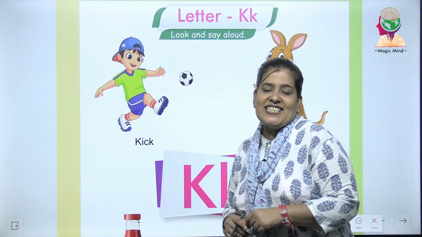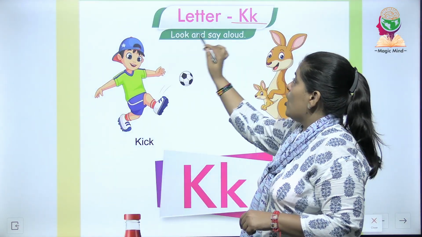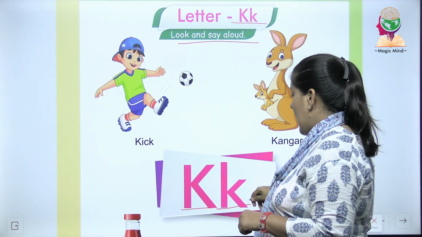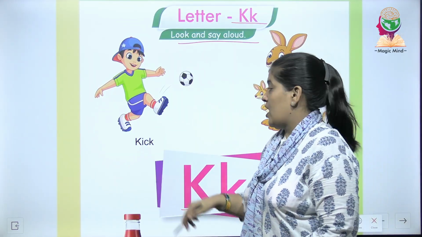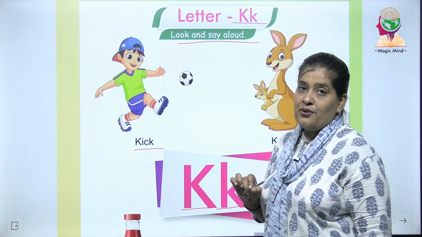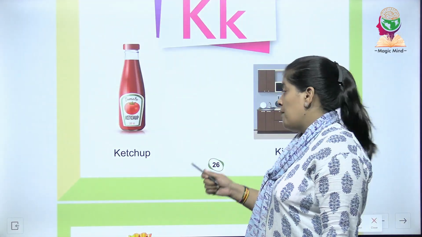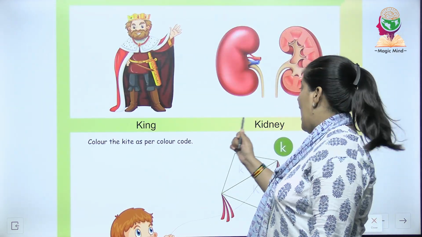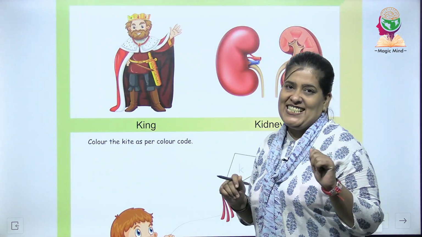Now the next letter is letter K. Look and say aloud. This is capital K and this is small letter K. K for kit, K for kangaroo, K for ketchup and K for kitchen. K for king and K for kidney.